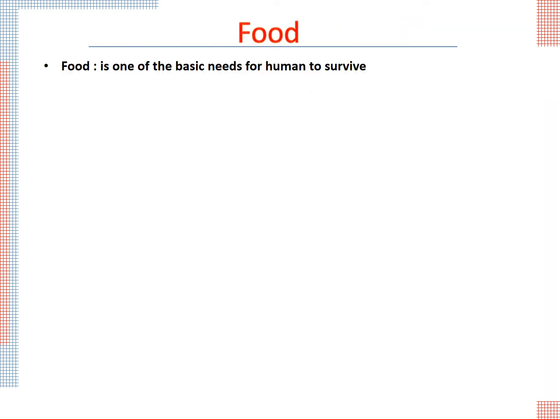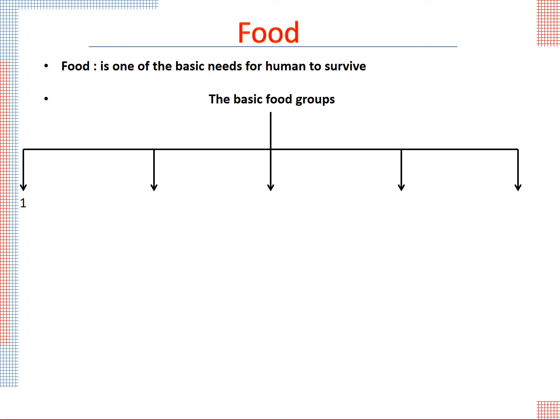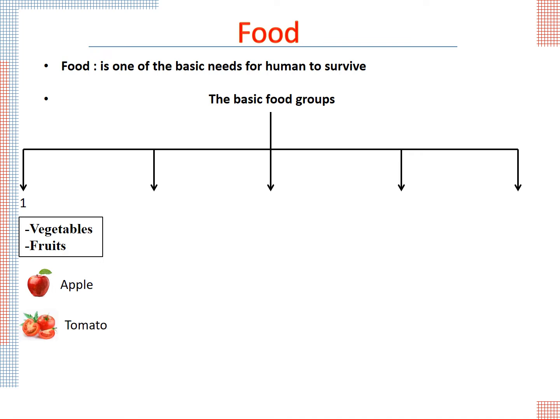Food. Food is one of the basic needs for humans to survive. The basic food groups are: 1. Vegetables and fruits, for example, apple, tomato. 2. Bread and cereals, for example, bread, rice.